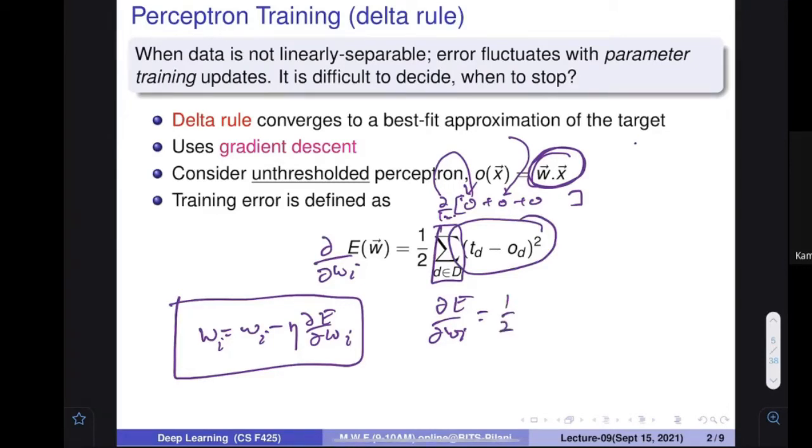You can tell that, sir, it would be 2 multiplied by the summation over d of, 2 multiplied by what? Td minus Od, and then del upon del Wi of what? Td minus Od. Okay, this particular quantity. Am I right? Okay. Am I correct?